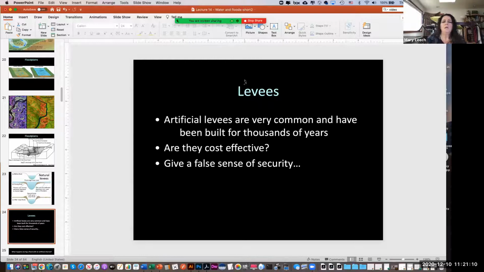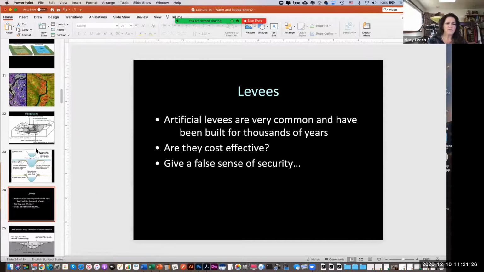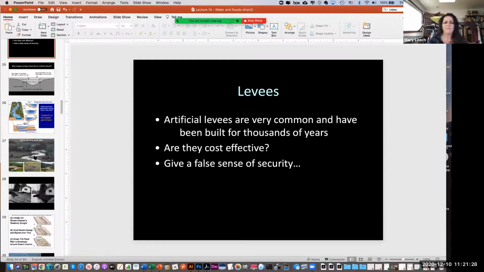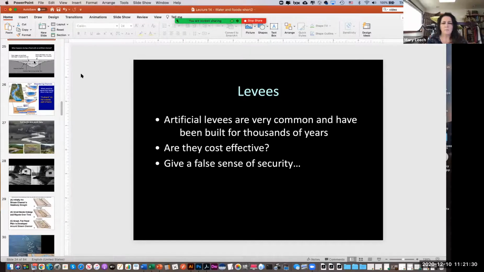Okay, so levees can be natural, and you can also build artificial levees, where you would pile sand up around a river to try to keep it in its banks. You're making the river channel deeper in that way too. But there can be problems with artificial levees. And I just want to point out a few things about that.